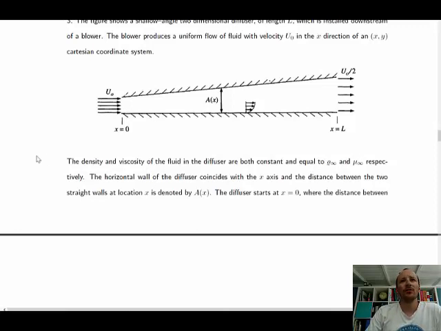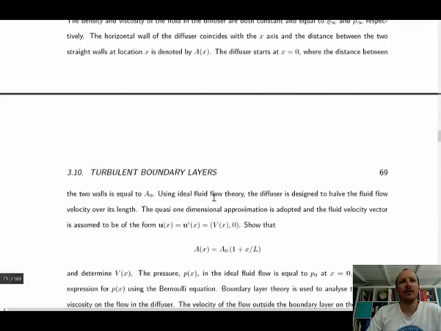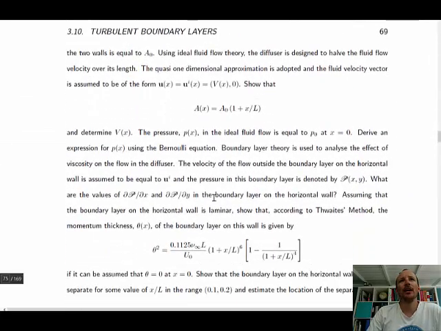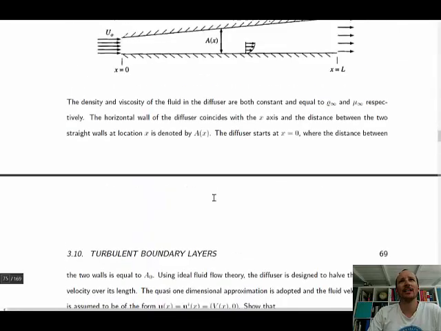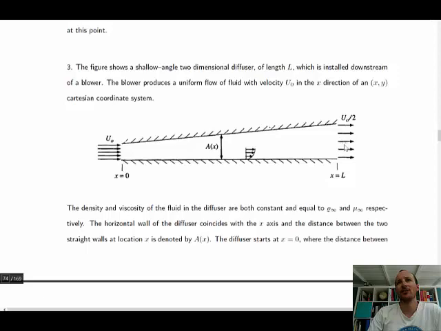The horizontal wall of the diffuser coincides with the x-axis. So this is the x-axis here, where x equals 0 here, x equals L at the end of the diffuser. At any point along this, the area of the diffuser is defined as a function of x, and the walls are straight. Using ideal fluid flow theory, the diffuser is designed to halve the fluid flow velocity over its length. So by the time you get to the end of the diffuser, you've reduced the velocity down to u0 upon 2.